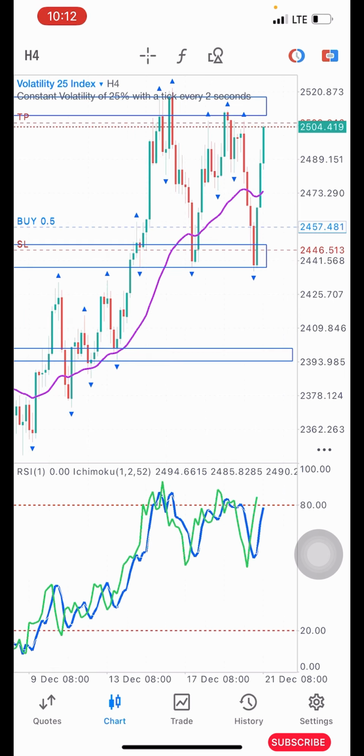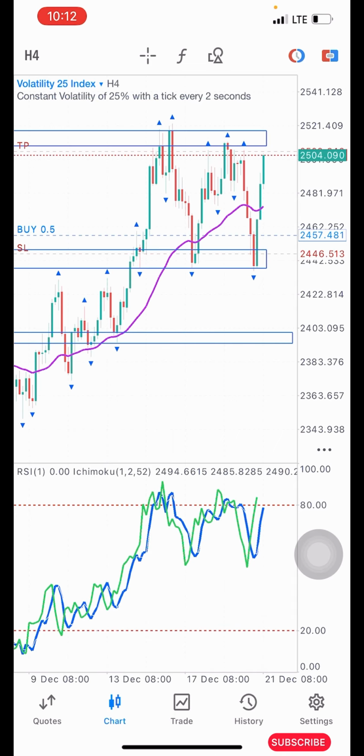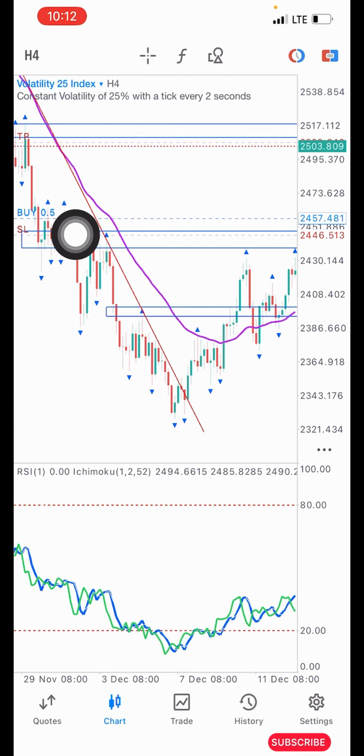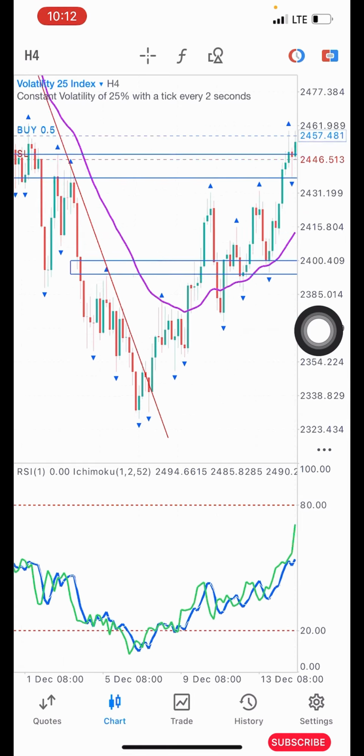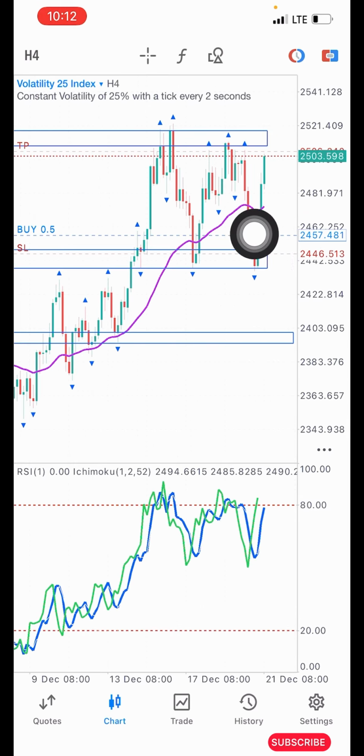Now when I got to the higher time frame, which is the 4 hours time frame, as you can see here, I was able to mark this support area here, and then this resistance here. Now initially price was somewhere around here.